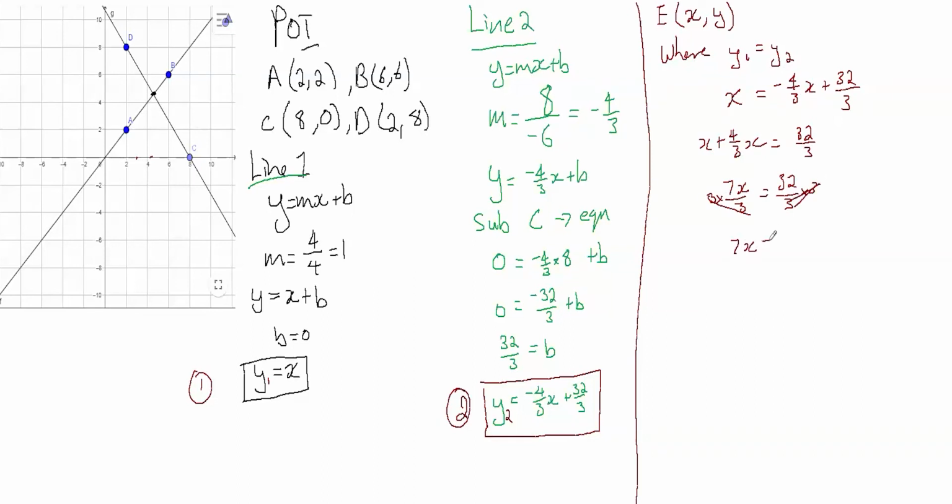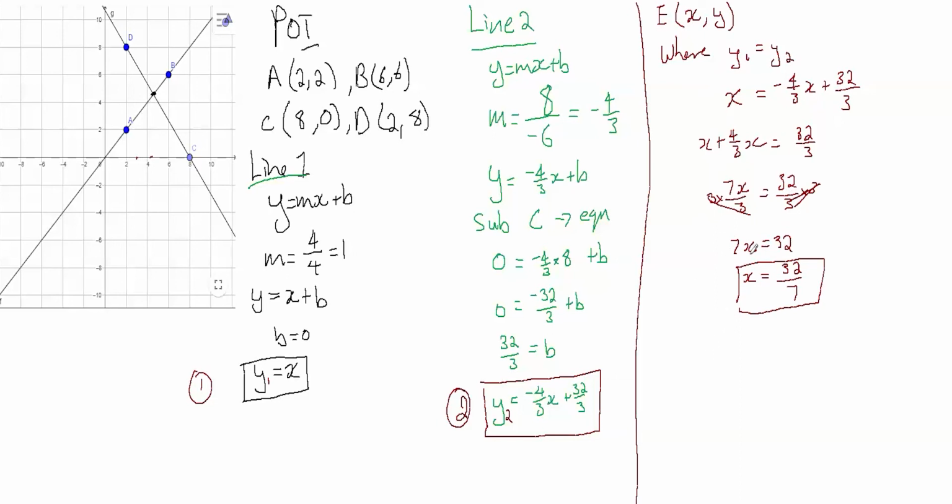So then you have 7x equals 32. And then you want to solve for x, so you get x equals 32 on 7 by dividing by 7 on both sides. And so you get an x-coordinate. Okay, well, we haven't found the whole point, have we? We need to solve for y.